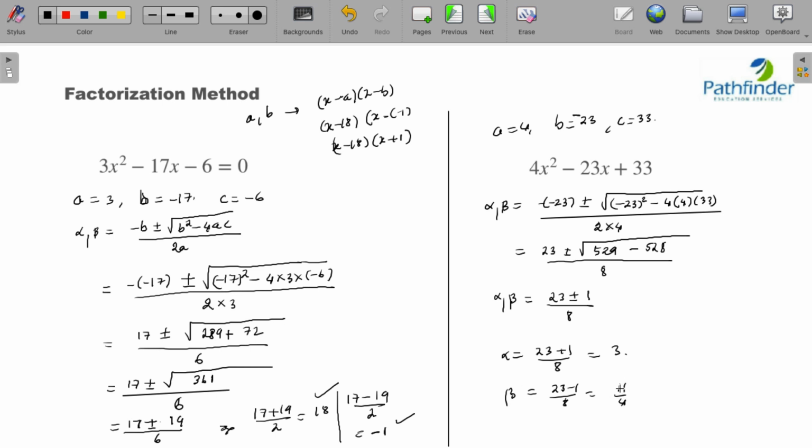These are your answers. Hope you have understood how to find out the roots of this particular quadratic equation by using the Sridharacharya's formula. This formula, minus b plus minus under root of b square minus 4ac upon 2a, is Sridharacharya's formula.